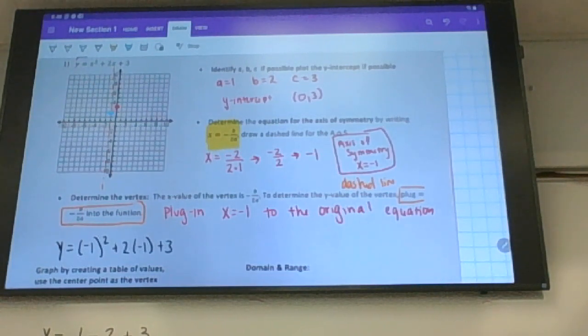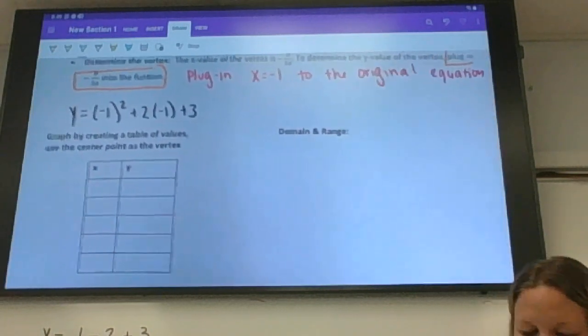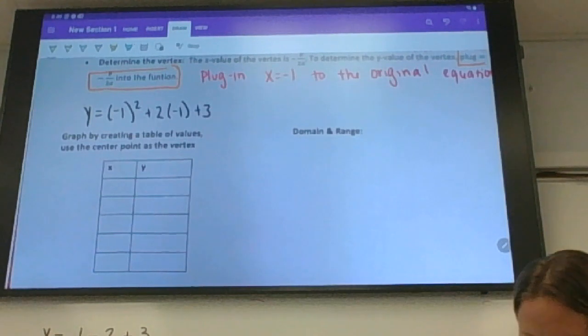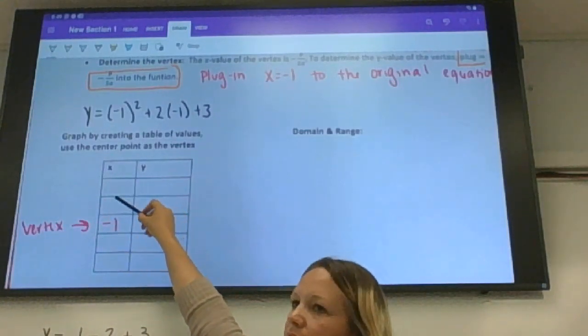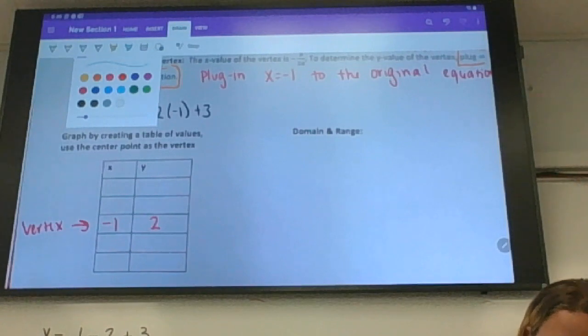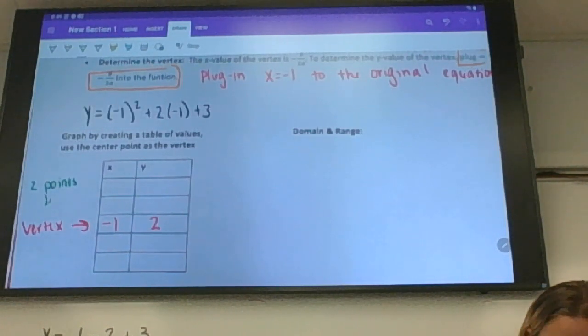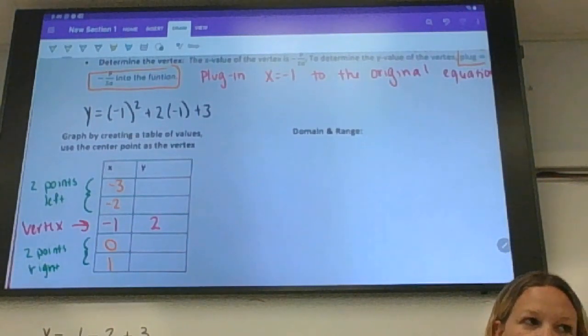So here's our vertex. It fell right on this dashed line, so now I can see the center of the parabola. The last thing we have to do is make this table of values. You put your vertex in the middle. This establishes what other x values you're going to use in the table. I need 2 points to the left and 2 points to the right. So it's going to be negative 3, negative 2, 0, and 1. Your table is different every time. It's based on your vertex.